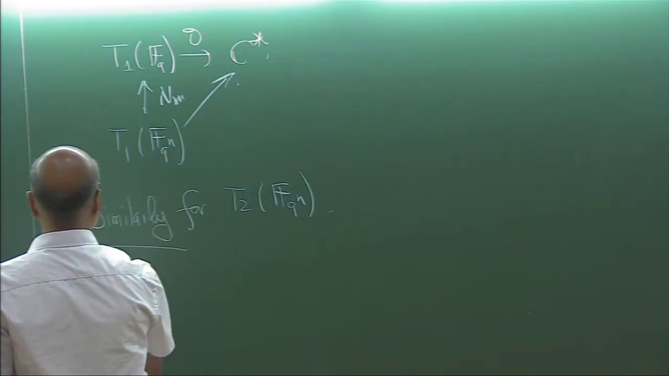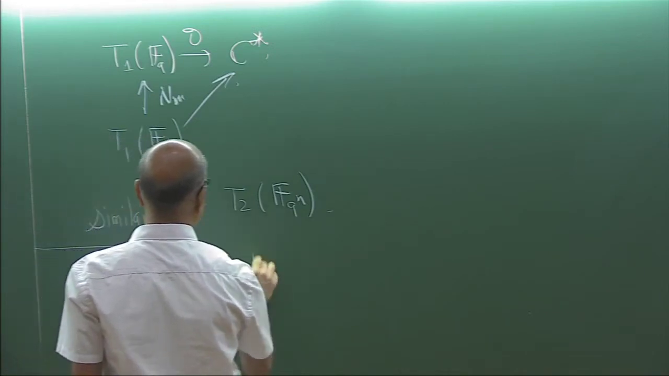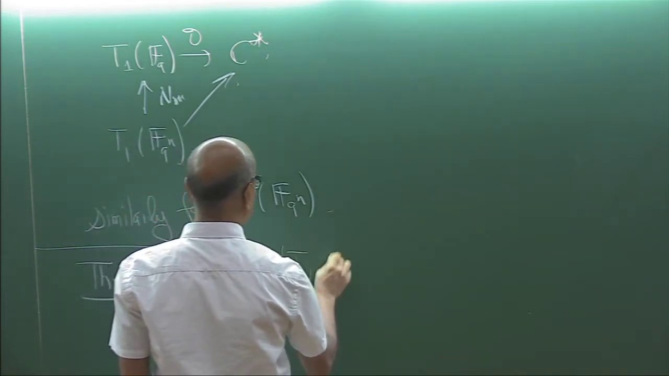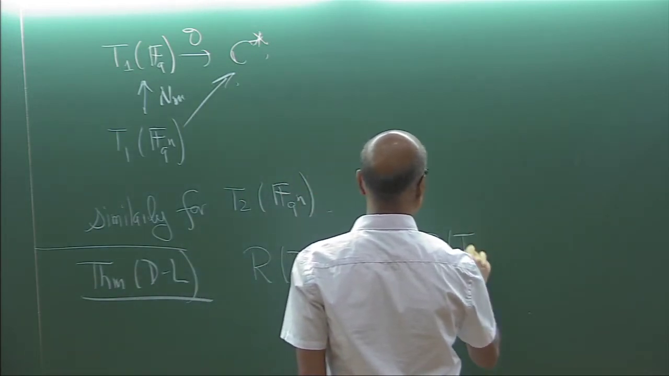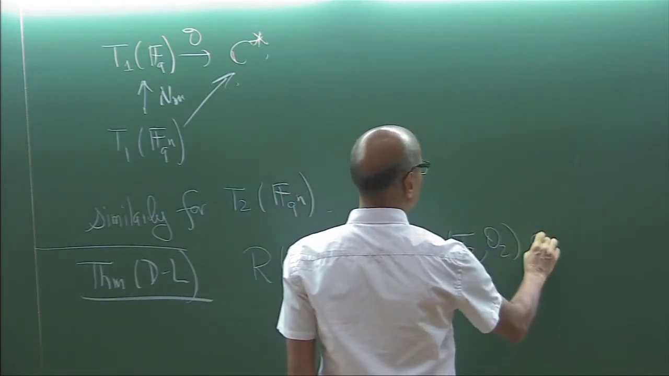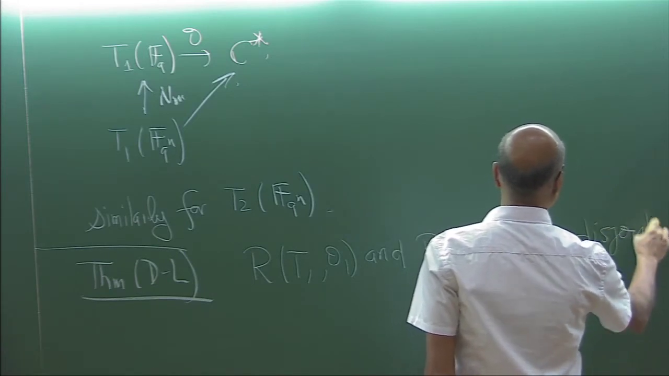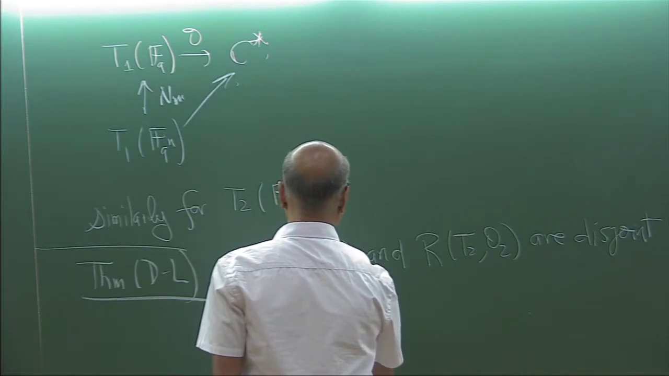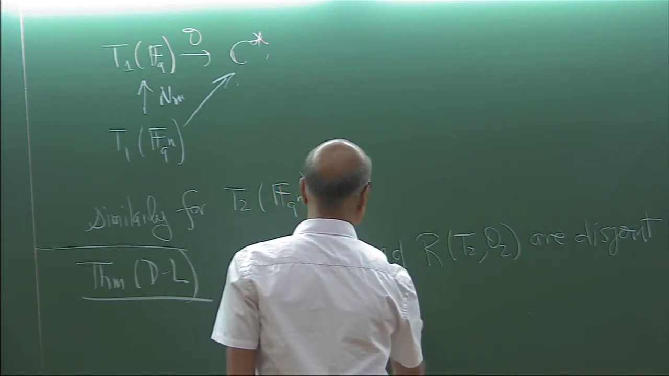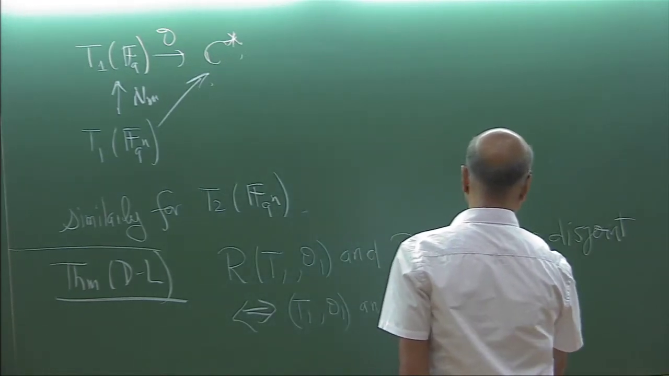So the theorem of Lusztig is that R_T1(theta 1) and R_T2(theta 2) are disjoint if and only if the pairs are not geometrically conjugate.